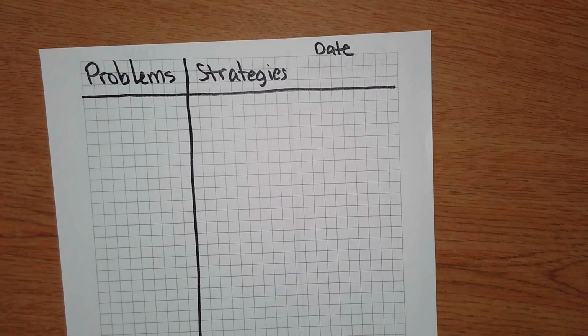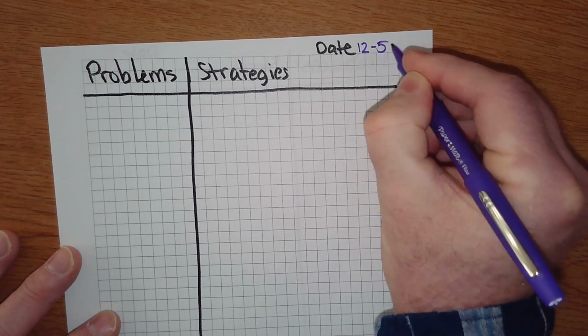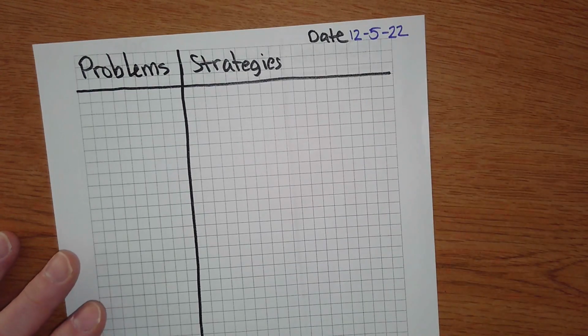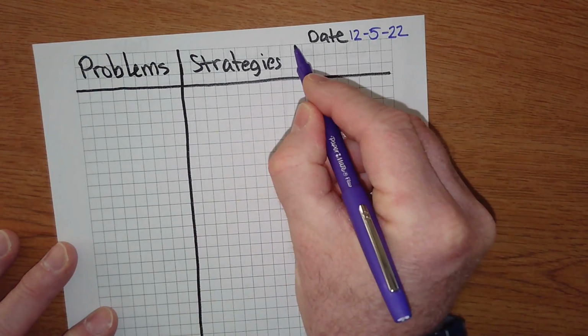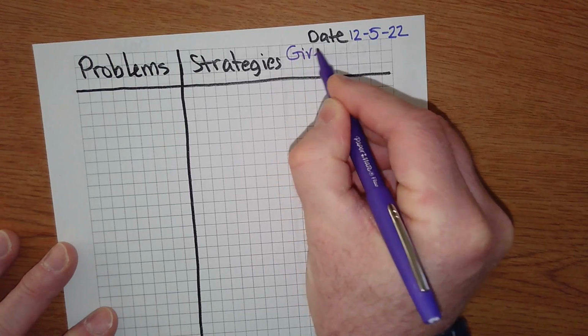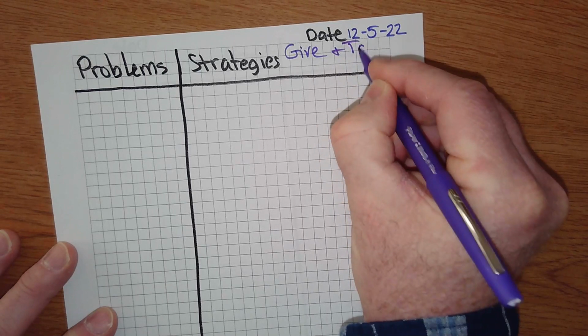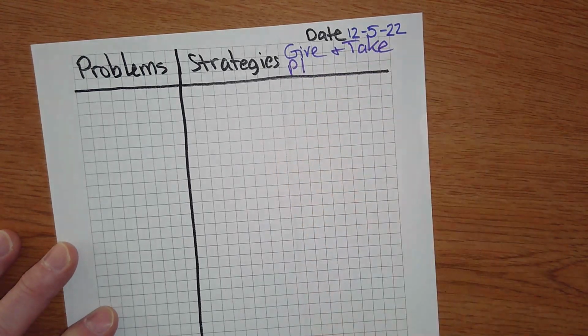Date. What's our date today? I did switch it. Can you see it up there, Chase? 12-5, and this is give and take. Part 1. Part 2 is the same day.